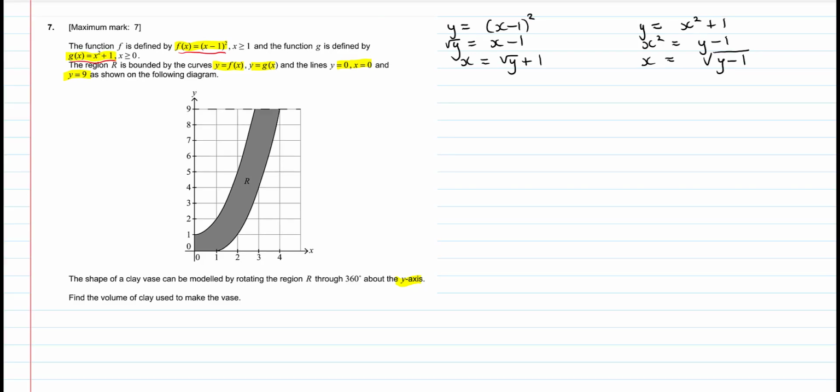So our volume is going to equal the volume of our outer shape, which is pi times the integral, and our outer function f of x is going from y equals 0 to y equals 9. So that's our limits of integration. And then we have square root of y plus 1 all squared, and that is with respect to y.